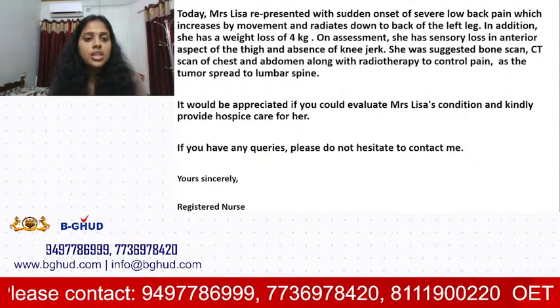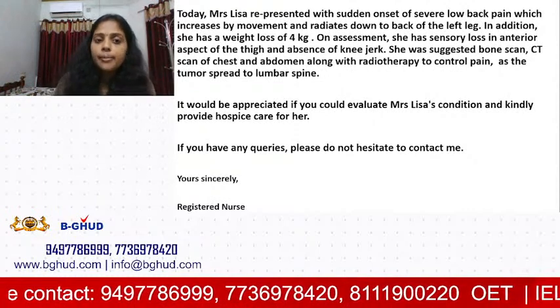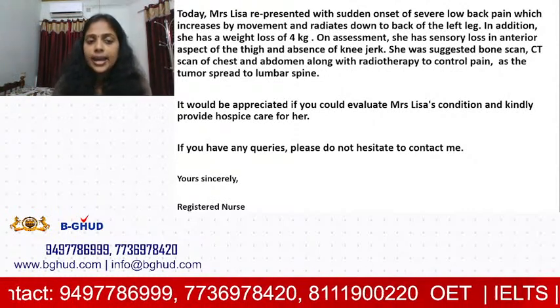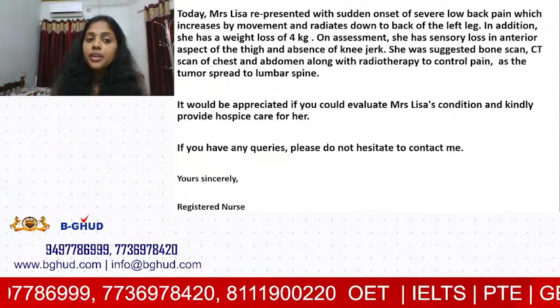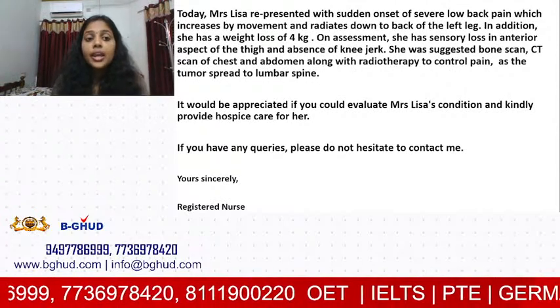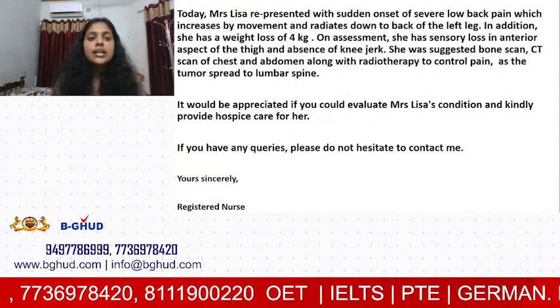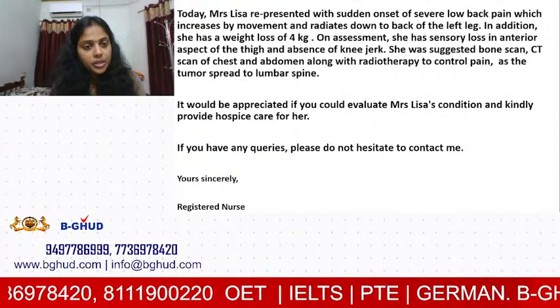Okay, so see, before "in addition", you're talking about the complaints that she had sudden onset of severe low back pain which increases by movement and radiates down to the back of the left leg. In addition, on top of that, she has a weight loss of 4 kg. I hope it is clear.